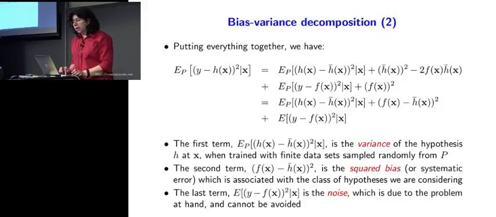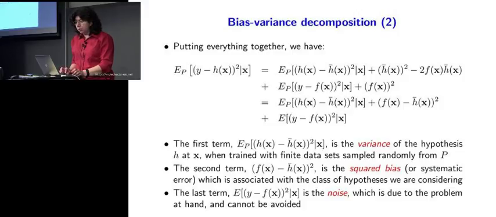So what's h bar? H bar is the average hypothesis that I could get at that point. H is the hypothesis that I happen to get at this point based on the data that I had, and f is the true value.